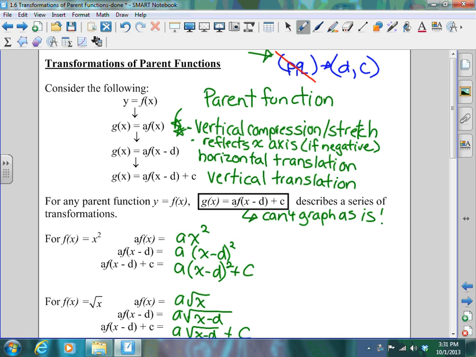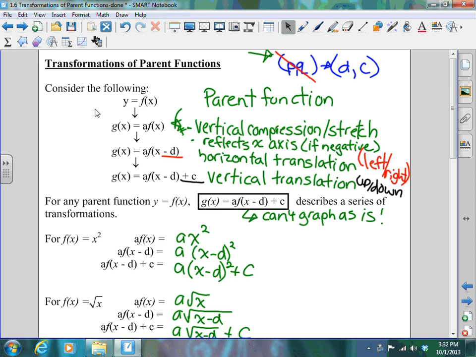After that, we're going to take a look at the horizontal translation. The D is going to tell you the left-right movement, or horizontal translation. So that's going to be left or right movement. And then finally, we're going to deal with what we call the vertical translation, which is C, and that is your up or down movement.